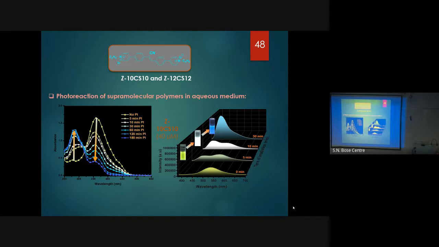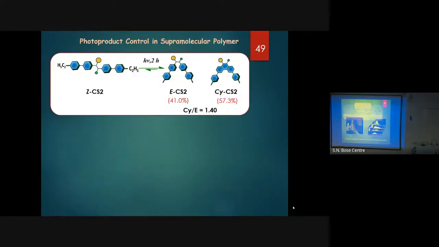Here, everything is looking yellow, but just assume that. I'm sorry, but that is actually a nice white emitting sample, and finally it goes to a very strong emitting cyan blue. So what we figured out is that when you are doing the reaction, it generates the cis compound as well as the cyclized product.